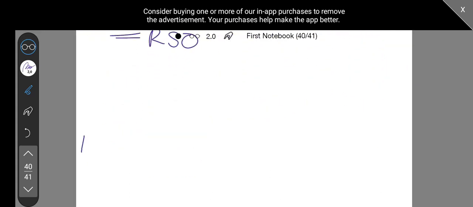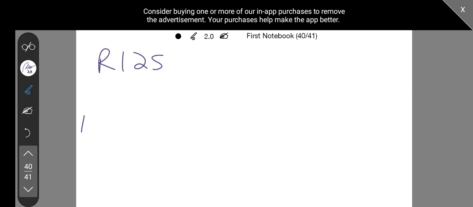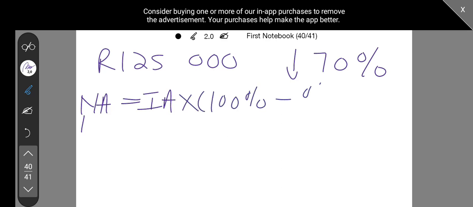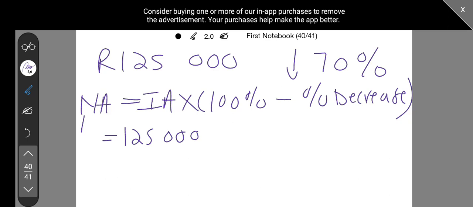So, suppose they give you another one. They give you 125,000, and they say it's going to decrease by 70%. We're going to say that the new amount is equal to the initial amount multiplied by 100% minus the percentage decrease. So the new amount is going to be 125,000 multiplied by 100% minus 70%.